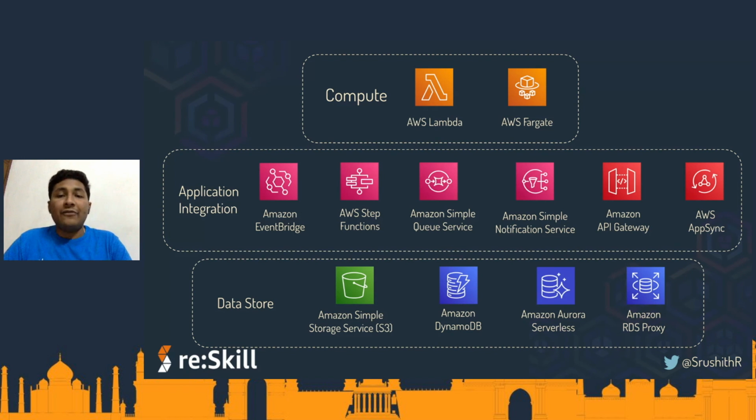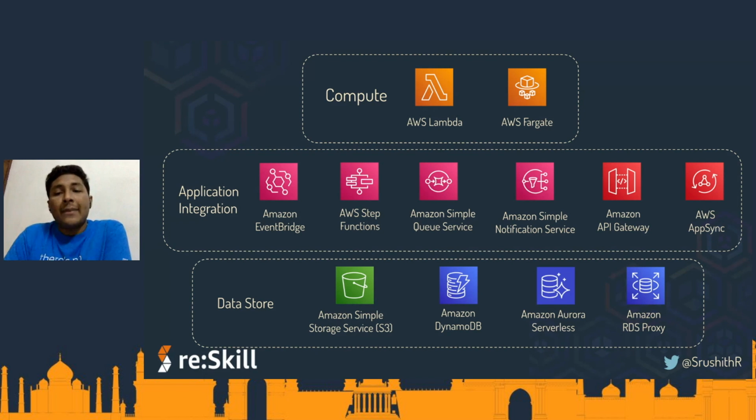The next one is SNS, which is a simple notification service, used to send notifications to users. We can have the PubSub model, where a set of users are subscribed to a particular topic, and we publish a message to the topic, and then that message is sent to all the subscribers of that topic. You can send an email and all sorts of things using SNS.